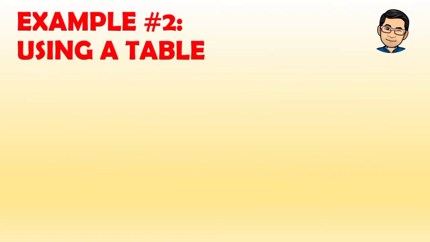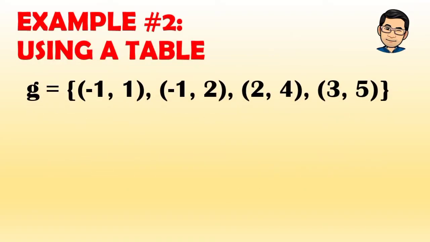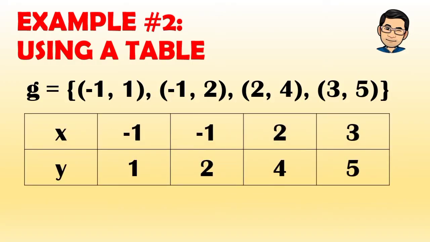Now, using a table. Yung ating mga x values, negative 1, negative 1, 2, and then 3. Yung ating mga y values, 1, 2, 4, and 5. So, kitang-kita nyo naman, bibilugan ko sila, negative 1 and negative 1. So, dalawang beses umulit yung negative 1. Kaya, naging not function siya.